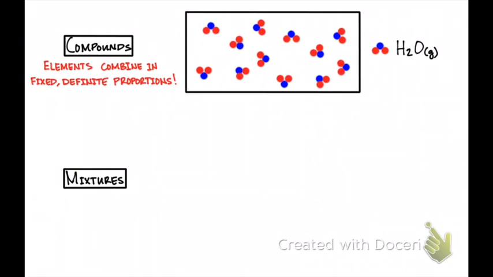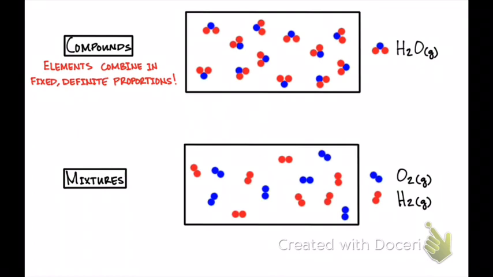But this is different when it comes to mixtures, because in mixtures, you have several different compounds mixed together in the same container. So let's say, for example, we have a mixture of hydrogen gas and oxygen gas. Hydrogen gas has the chemical formula H2, and oxygen has the chemical formula O2. And in mixtures, you can control the ratio between the 2 elements, hydrogen and oxygen.